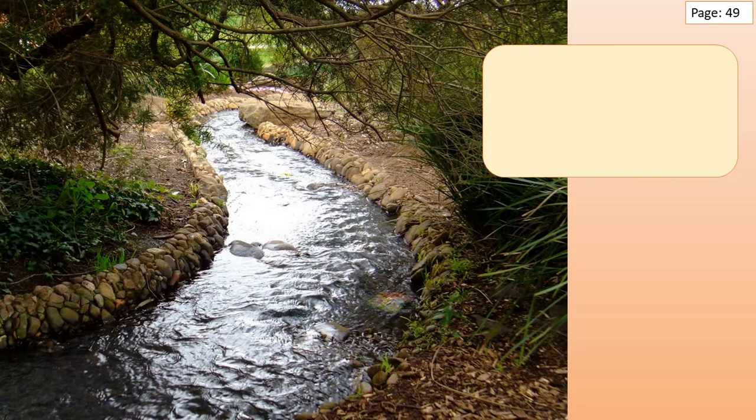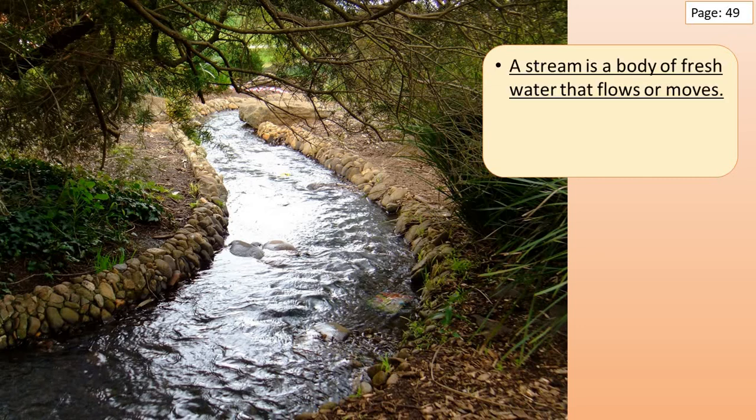We have also here a body of water. It's long, not very wide, but it's smaller than a river, right? What's this called? It's called a stream. A stream also is a body of fresh water that flows or moves. It's like a river, but it's smaller, right?